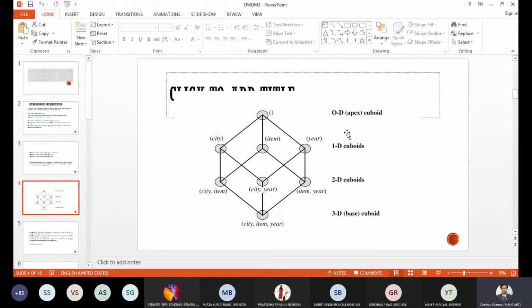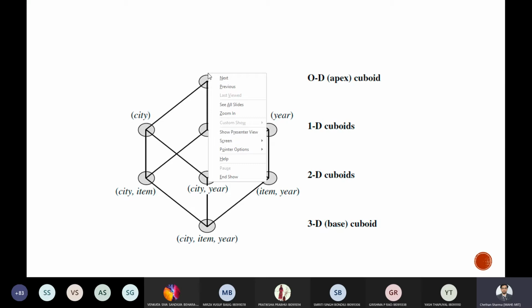Again, the question is open to everyone now. Do you remember what comes in this part in that apex cuboid? This part here. It can be replaced with what word? Yeah, it is all. So you can replace this particular thing with the keyword called all, which means that it is most generalized.